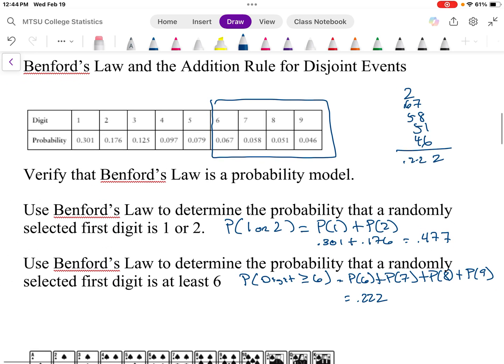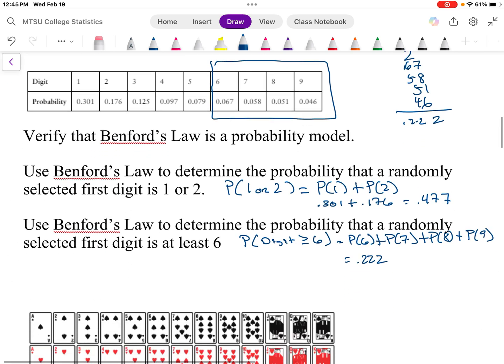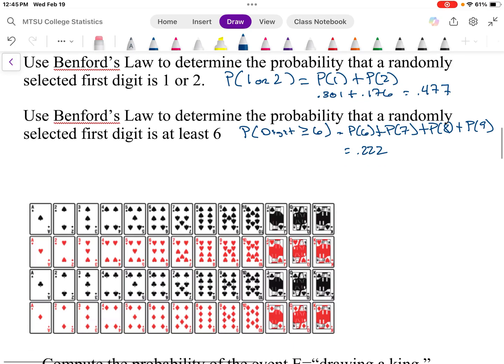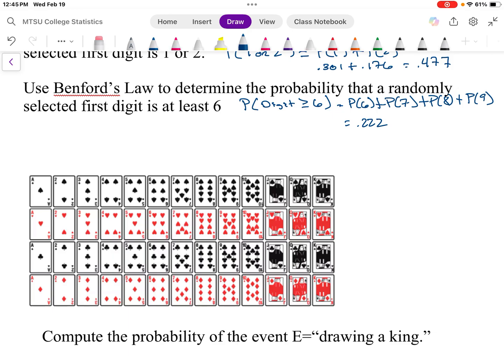That'd be at least a 6. All right, some more. Again, we like seeing dice. We like using coins. We like using cards. Here's the sample space of a deck of cards. Remember, you have your 4 different suits, 13 cards in each suit. The face cards are your Jack, Queen, King. So when they talk about face cards and so forth, Ace is not a face card.